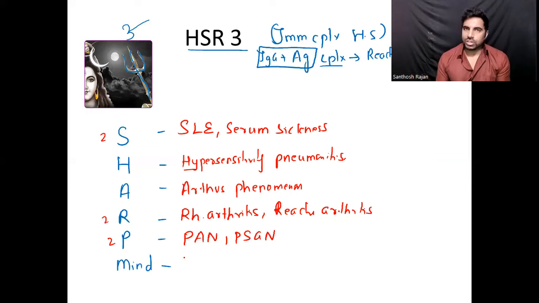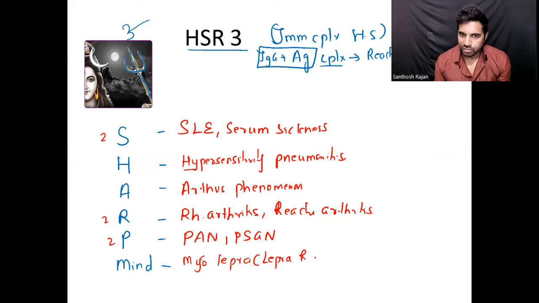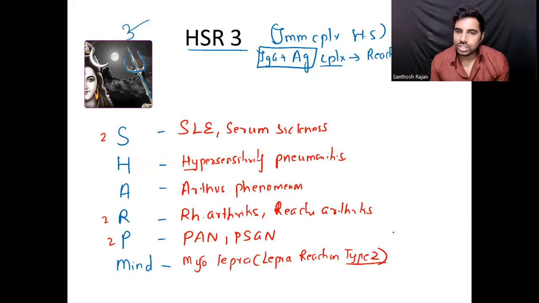And M for Mycobacterium leprae. Your previous FMG, this question was asked. Mycobacterium leprae, but which reaction? We talk about lepra reaction, type 2. The shortcut is 3 plus 2 equals 5. So for lepra reaction, type 2 lepra reaction is type 3 hypersensitivity. Same way, hypersensitivity type 4 plus lepra reaction 1 also equals 5. That means lepra reaction 1 is type 4 hypersensitivity, and lepra reaction 2 is type 3.